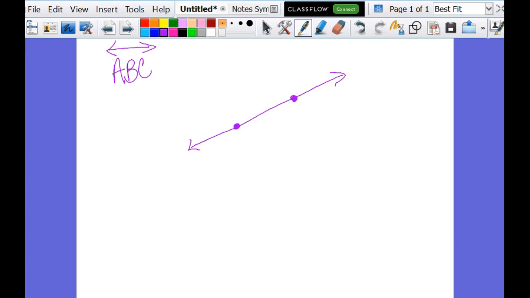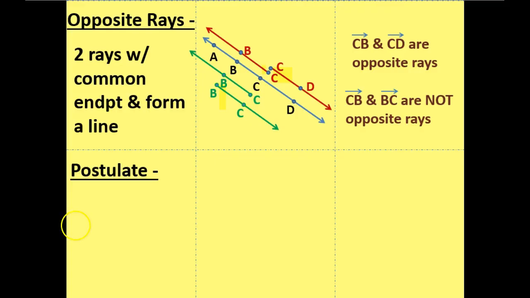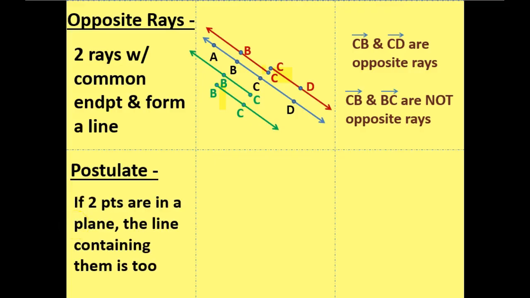Yeah, that's what your first postulate basically says. It says, if 2 points are in a plane, the line containing them is too. Because what else could possibly work, right? And then I spared you from drawing the picture that's already not great.